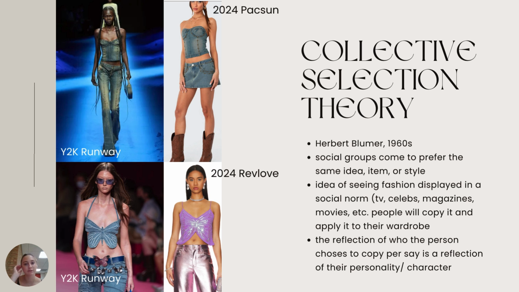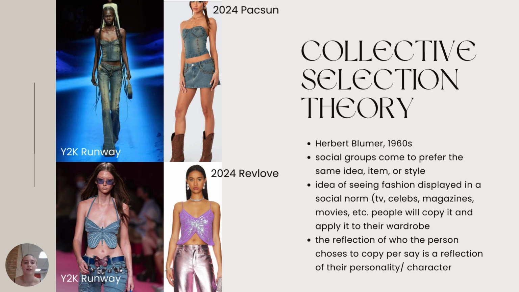The other one I did was the collective selection theory. Herbert Blumer, from the 1960s, created this theory, and it is the idea that social groups come to prefer the same idea, item, or style, and it is the idea of seeing fashion displayed in social norms like TV, celebs, magazines, movies, etc. People will copy it and apply it to their own wardrobe, is kind of the whole idea. And the reflection of who the person chooses to copy, per se, is a reflection of their personality and character.